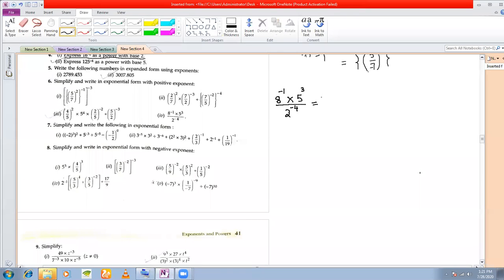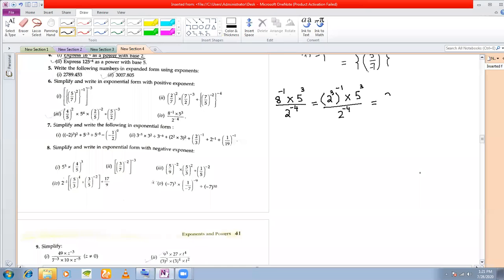Okay. This is 6-4. 8 to the power of minus 1 into 5 to the power of 3 by 2 to the power of minus 4. We prime factorize the base, right? 8 as 2 cube, to the power of minus 1 into 5 cube divided by 2 to the power of minus 4. You can do nothing with 2 to the power of minus 4. You can do nothing with 5 cube.